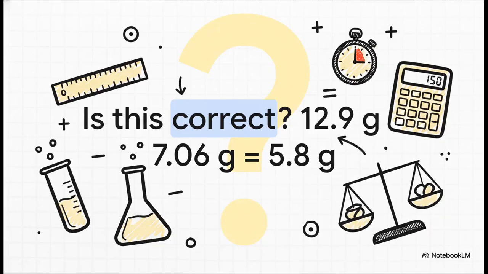But first, to kick things off, let's start with a little pop quiz. Take a look at this equation right here. 12.9 grams minus 7.06 grams equals 5.8 grams. Now, if you punch that into your calculator, you're going to get 5.84. So, is this equation correct? Just take a second. What's your gut feel?